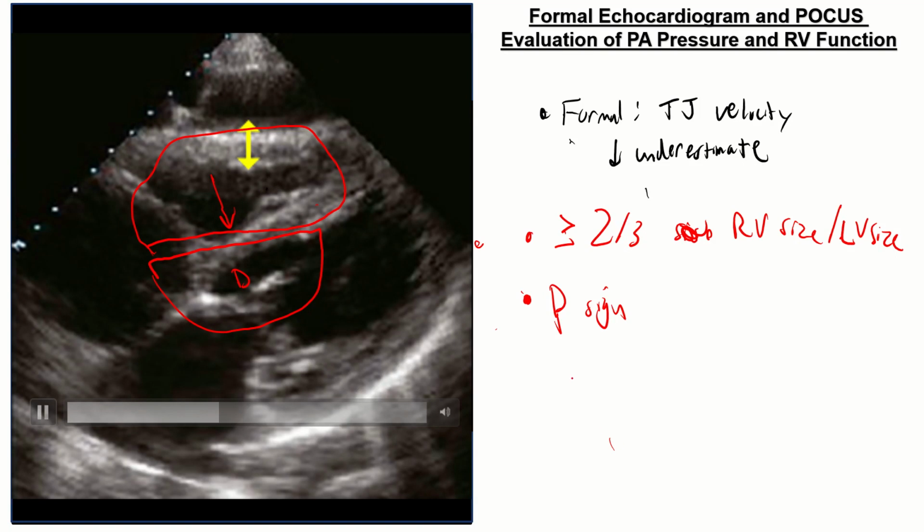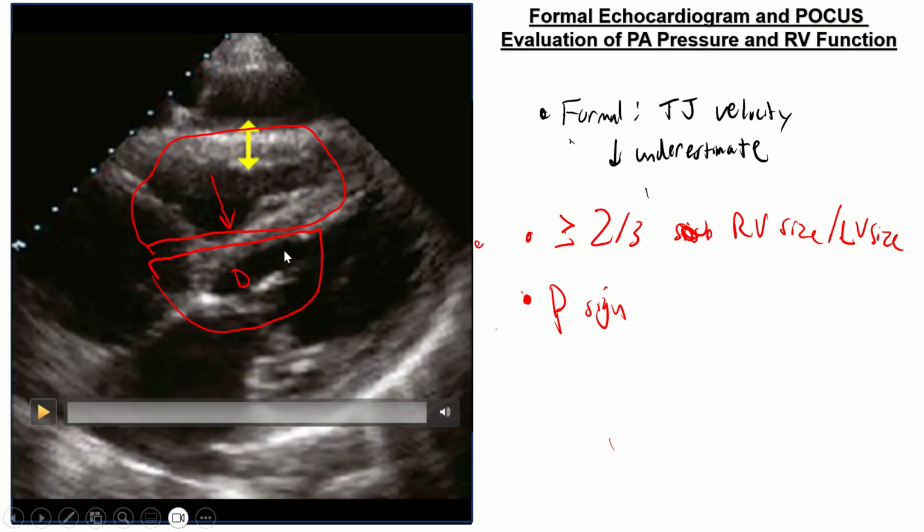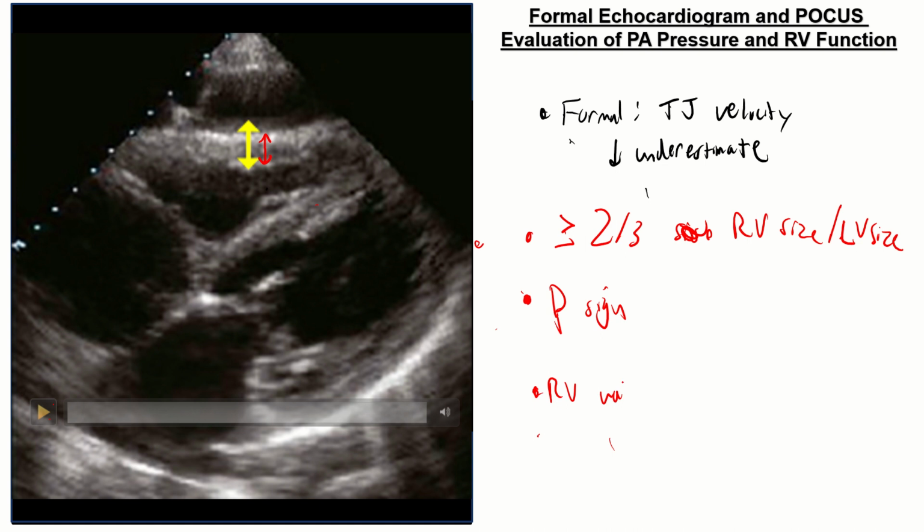And lastly, and this is going to get a little bit nuanced, is how do you know if it's acute versus chronic? If this wall here in the RV, the RV wall, is greater than 5 millimeters, it's likely chronic. Now, I say likely because it takes a long period of time for the RV to hypertrophy in response to increased pulmonary circulation pressures. But this is not the end-all be-all.